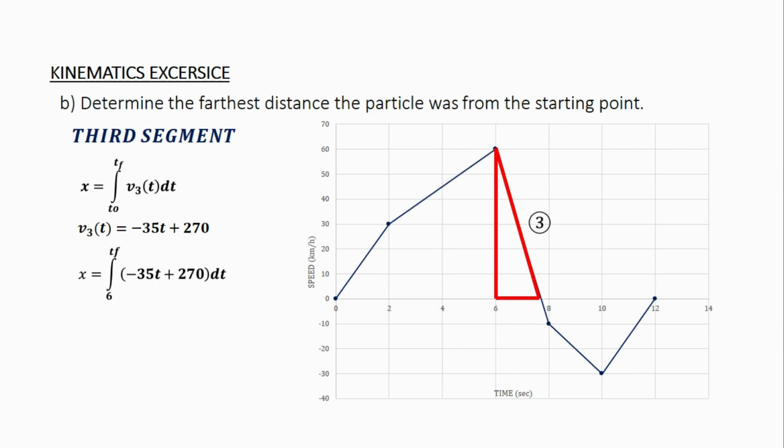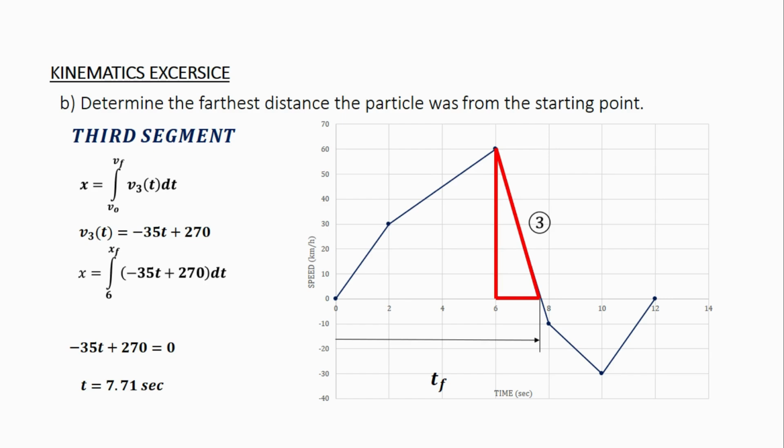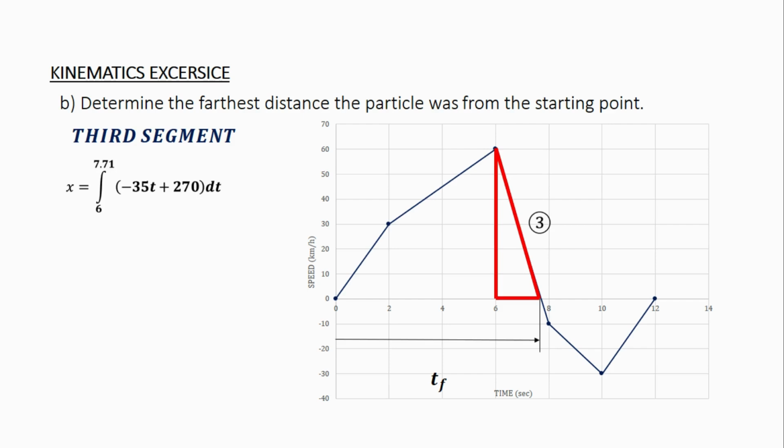In this case, it is necessary to find the intersection point of this segment with the x-axis. Let's call this point TF, while the lower limit of the definite integral will be the end limit of the previous segment. It is straightforward to find TF by setting the equation of the line for this section to 0. That is, finding the moment when the velocity becomes 0. This occurs at t equals 7.71 seconds. Now we have the limits of the integral. By varying the limits of integration from 6 to 7.71 seconds, we solve this integral.